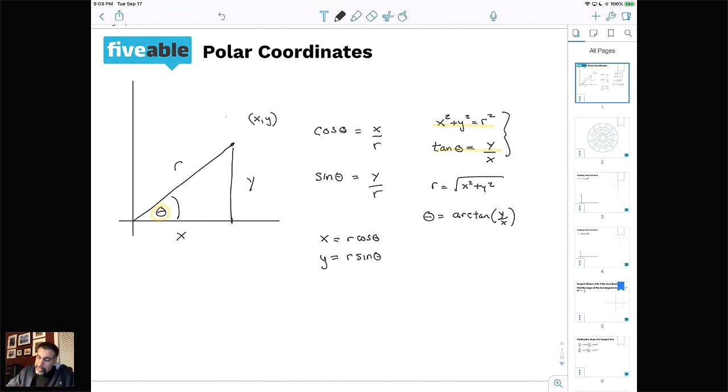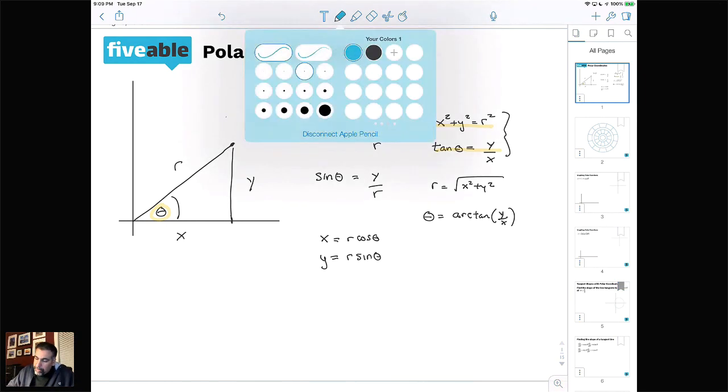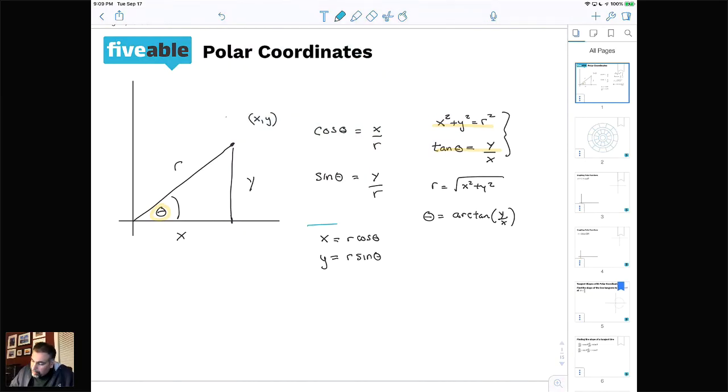Now, these two equations I do stress with my students. I do make sure my students are very, very comfortable with these two equations, but I don't have them memorize them. I want them to know where they come from and derive them just by using our simple trigonometric definitions of sine and cosine. If you can do that, you'll never forget these two equations for x and for y.